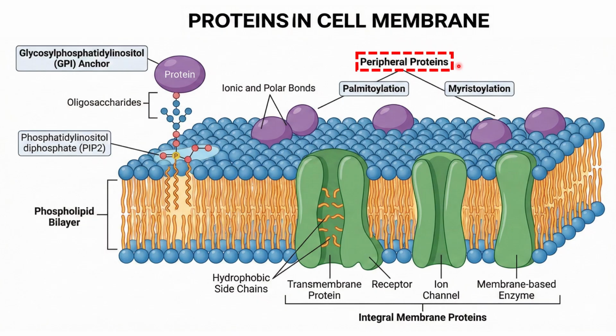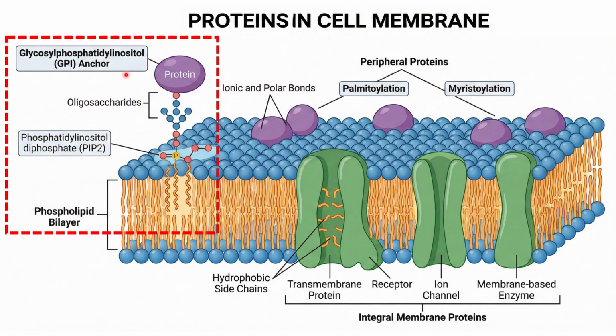There are two types of proteins in the cell membrane, peripheral proteins and integral membrane proteins. Peripheral proteins are bound to the cell membrane via ionic and polar bonds. That is one type of bonding. And if they are bound by covalent linkages to lipids such as glycosyl phosphatidylinositol, which is derived from phosphatidylinositol diphosphate, a phospholipid, then that is called GPI anchoring. This way of anchoring provides a strong and stable linkage between the peripheral proteins and the lipid layers.